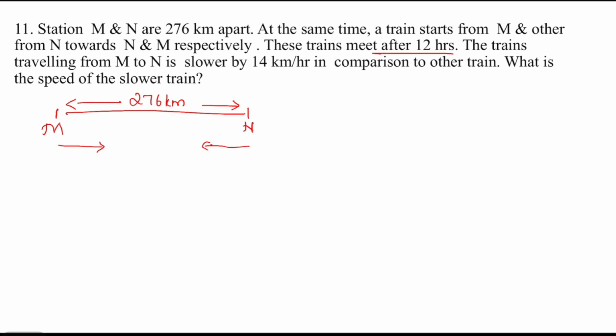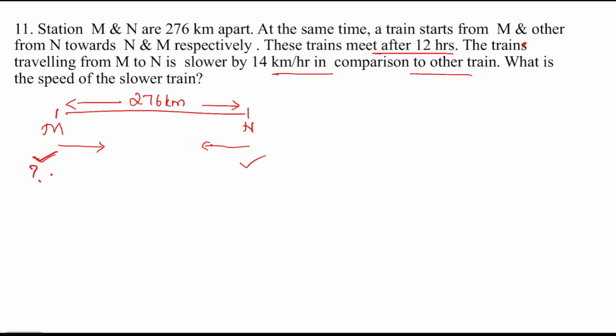The train traveling from M to N is slower. It should be the train traveling from M, which is 14 kilometers per hour slower in comparison to the other train. So what is the speed of the slower train? Means M only, isn't it? This train which is going from M. So the speed of this train is asked, because this train is slower than the other.